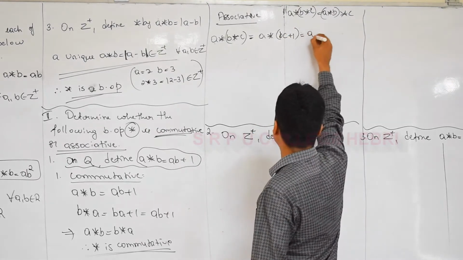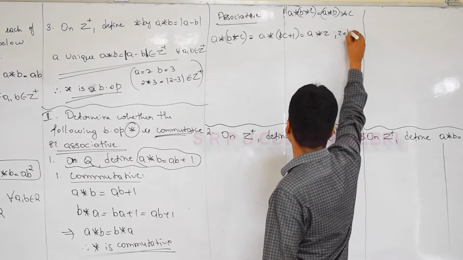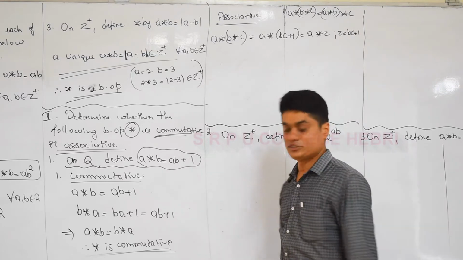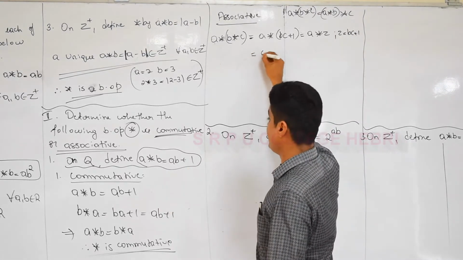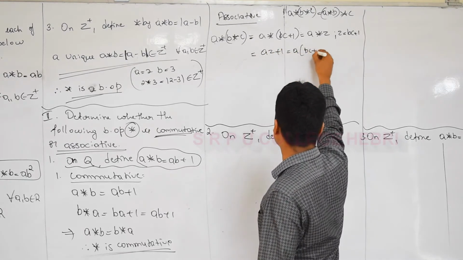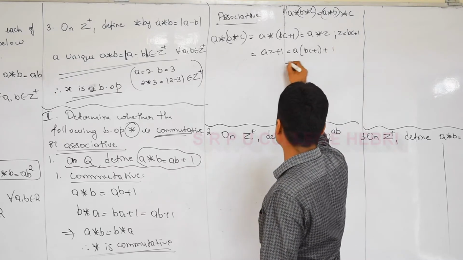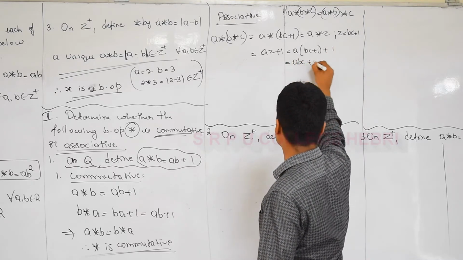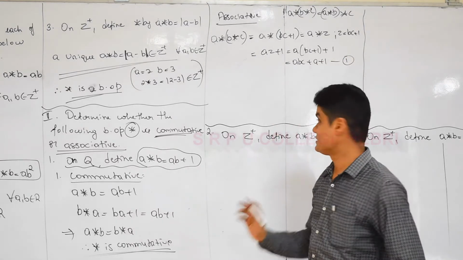Now take this as z, where z is equal to bc plus 1. So now if a star b is equal to ab plus 1, what is a star z? az plus 1, that is a into z, meaning bc plus 1, plus 1. So what does this become? abc plus a plus 1. Let it be 1. One side is done, that is a star (b star c).